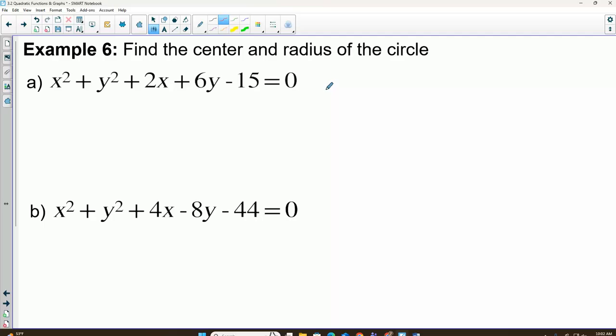In order to find the center and the radius, we have to work backwards here. We have to put it back into the other form. So this has a little more work to it. What we're going to do is reorder these terms. I'm going to put my x's together. I'm going to leave a little space. I'm going to put my y's together. I'm going to leave a little space. And I don't want this minus 15, so I'm just going to add that over to the other side.